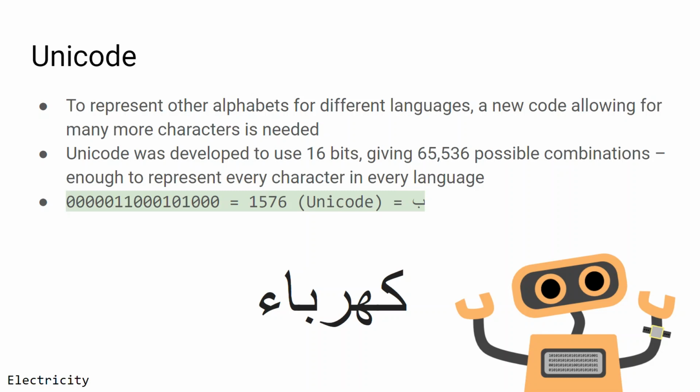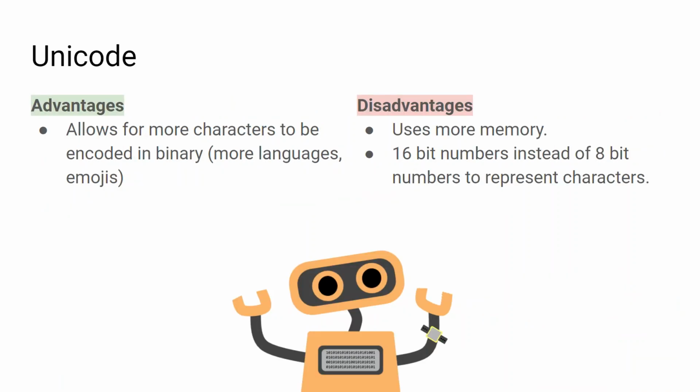The advantages of the Unicode system are that you have more characters you can encode in binary: more languages, emojis, and so on. The disadvantage is that you're using 16-bit numbers now, which means you're taking up more memory.